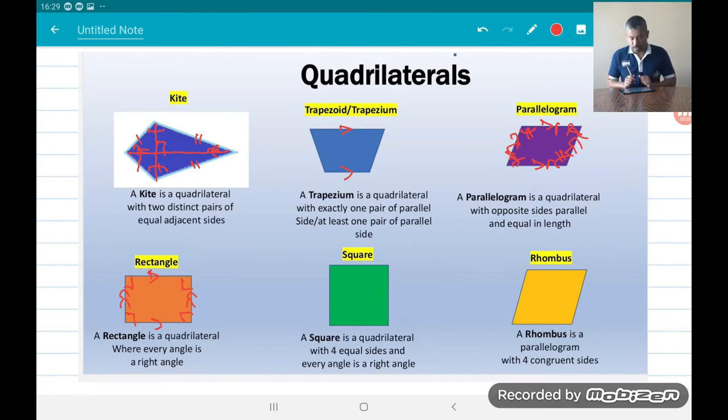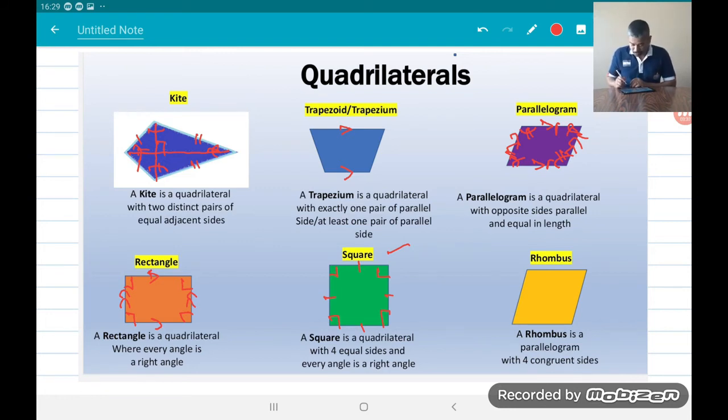Now, let us look at the square. A square is also a rectangle with equal length, or all sides are congruent. These are all equal and these are 90 degrees. So a square is also a rectangle. A square is also a parallelogram. Now let us look at the next one, the rhombus.